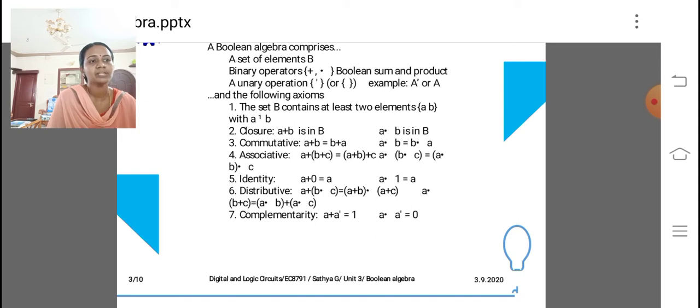Then the third one is the distributive law. In the distributive law, addition and multiplication are performed on both the left hand side and the right hand side. The distributive law states that ORing several variables and ANDing the result with a single variable is equivalent to ANDing the single variable with each of the several variables and then ORing the products. That is, in distributive, a plus b dot c is equal to (a plus b) dot (a plus c).